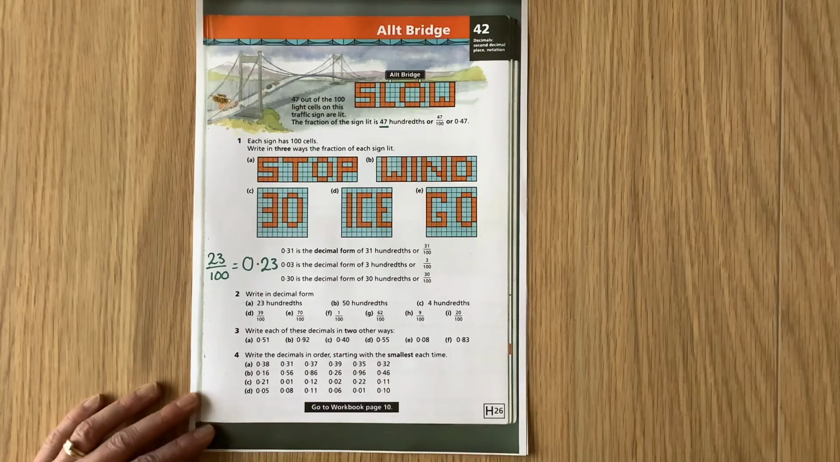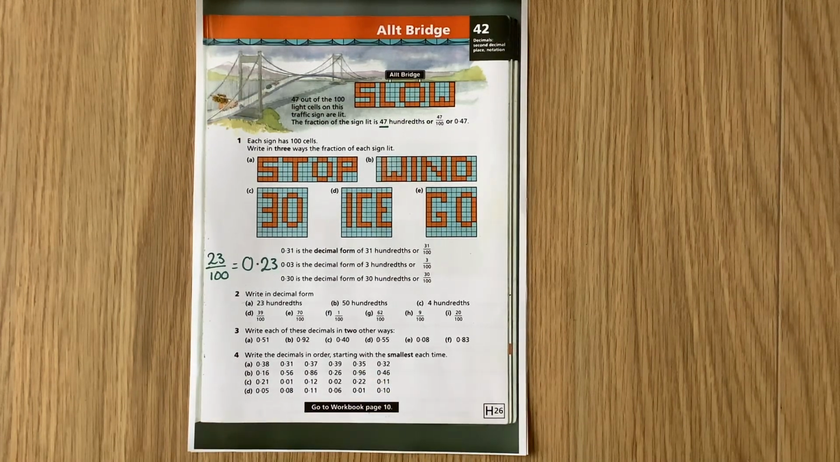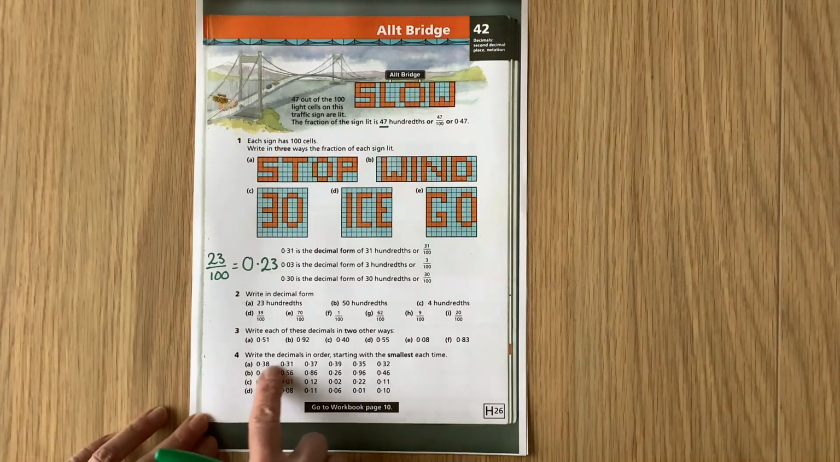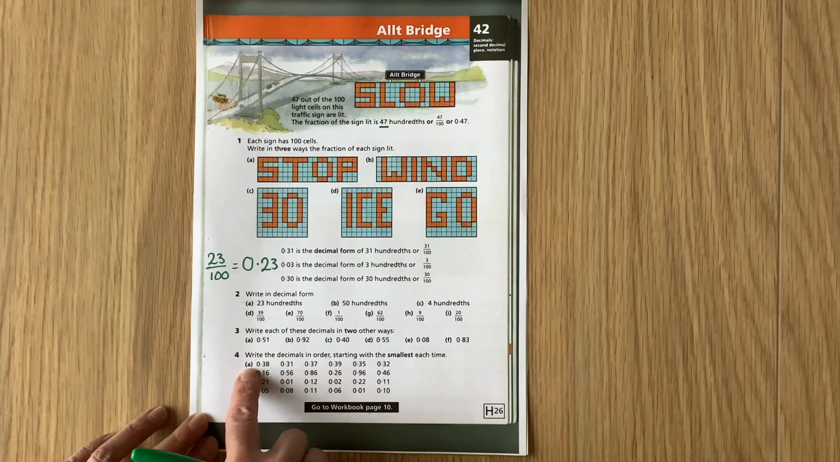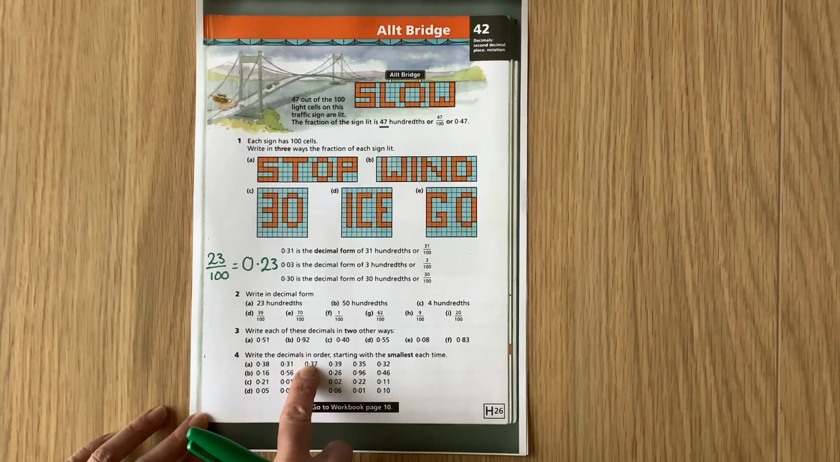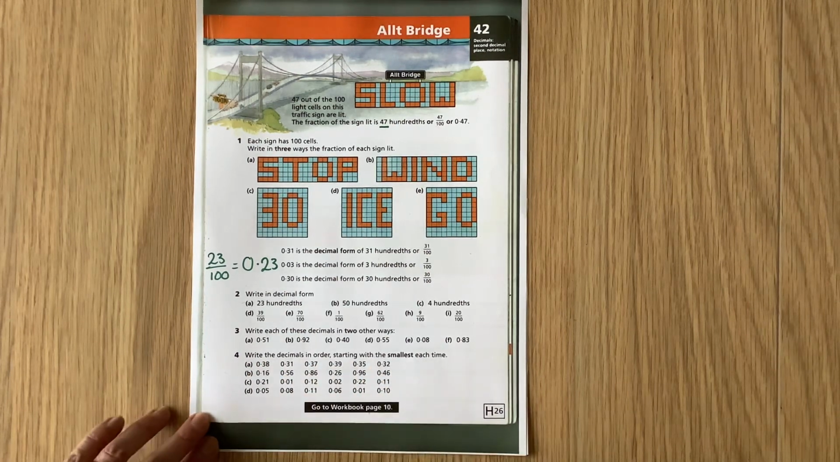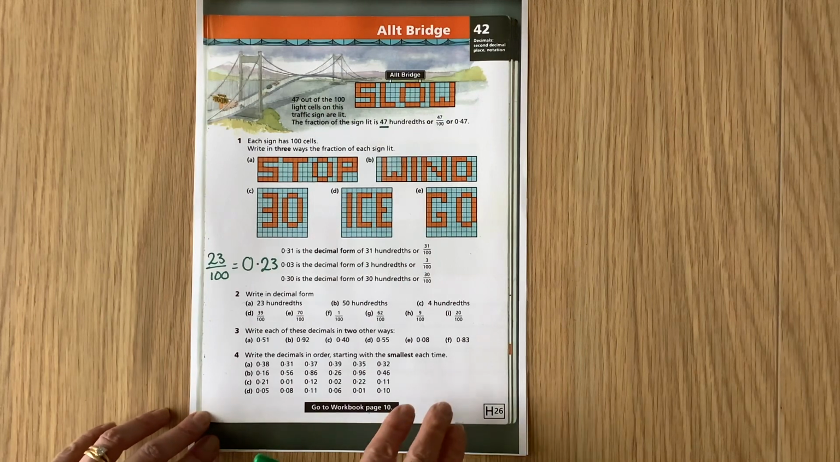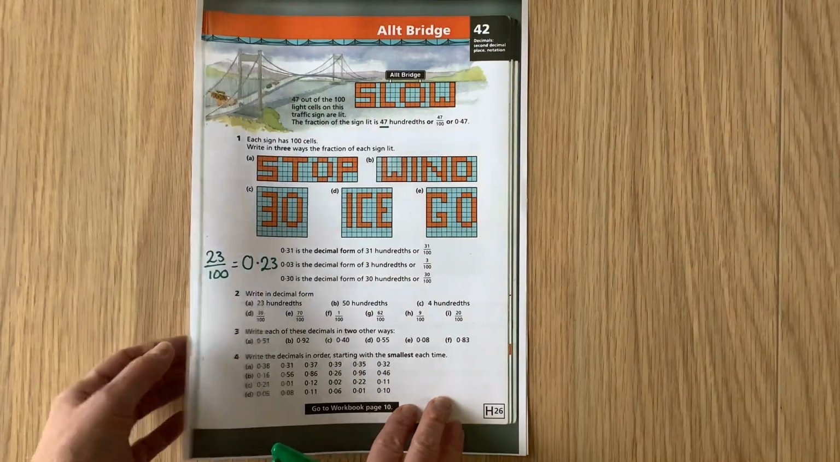Now your final question on this page is an ordering question. And if it helps, think of them as money. You've been given 6 decimal fractions along each line. And what you need to do is put those decimals in order, starting with the smallest one. Think of them as money and you'll find it very easy. So that's your first task, and that's a written task.